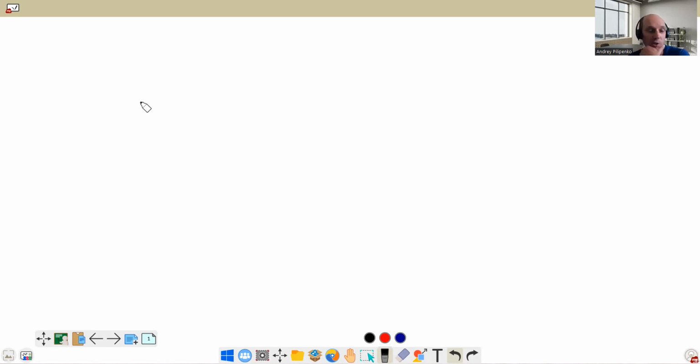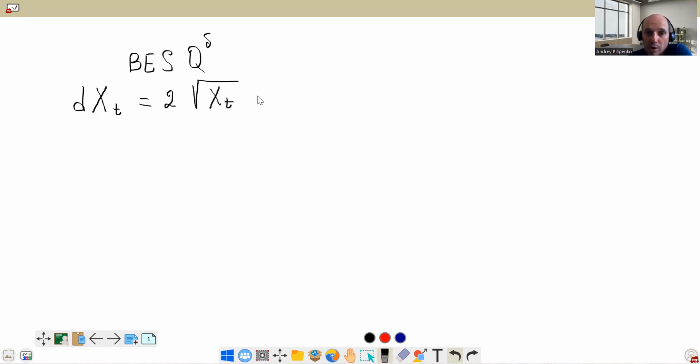The definition is the following. It is easier to start from the square of the delta-dimensional Bessel process, and this is a solution to a stochastic differential equation of the form 2 square root of x of t dW of t plus delta dt, where delta is a non-negative parameter.